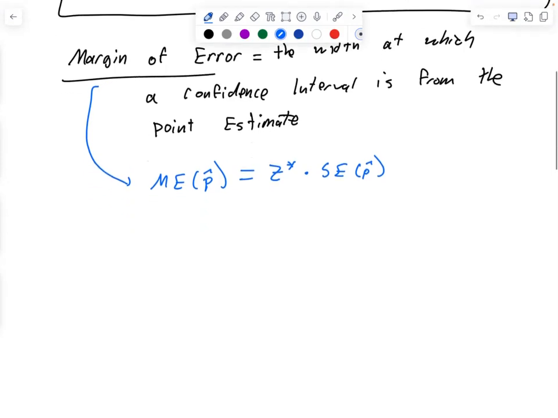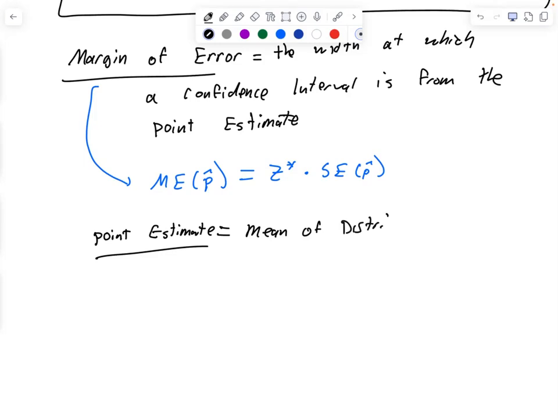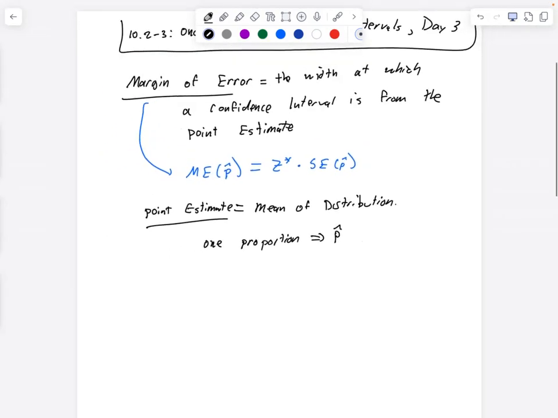Okay? Now, I do also want to define point estimate. The point estimate is the mean of the distribution. So for one proportion, it is p hat. So p hat is our point estimate.